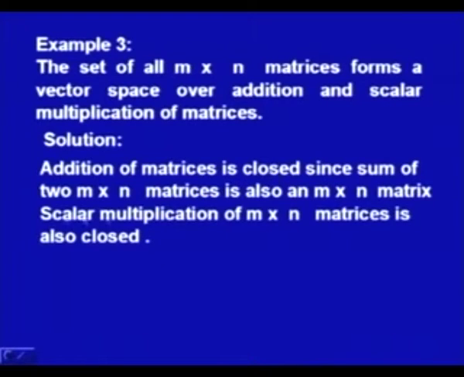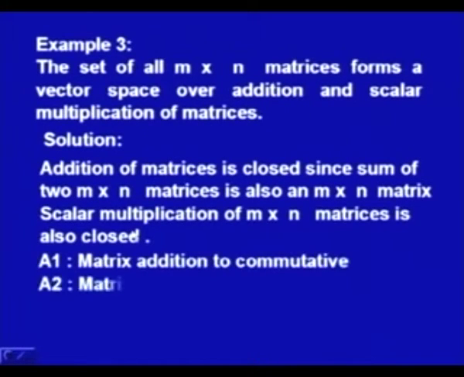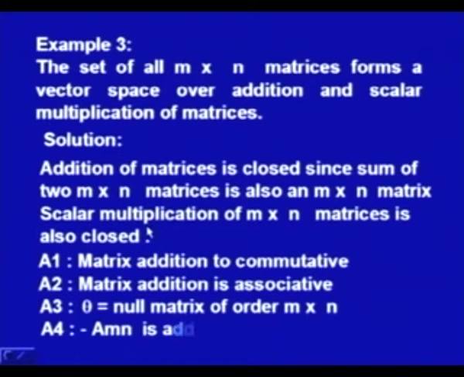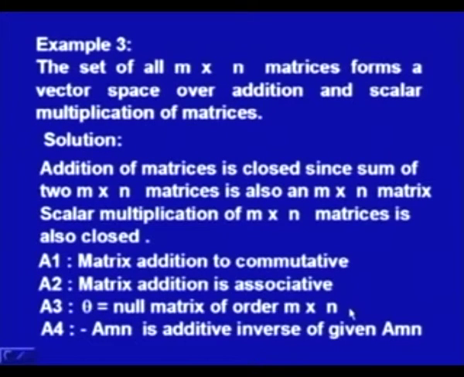So, it is closed. Similarly, when you multiply a scalar c to a matrix of order m by n, the result is also an m by n matrix. So, this is also closed. The two operations are closed in the set of matrices. Then come other properties, but these have already been established: matrix addition is commutative and associative. One can say that theta, the null matrix of order m by n, is the additive identity.